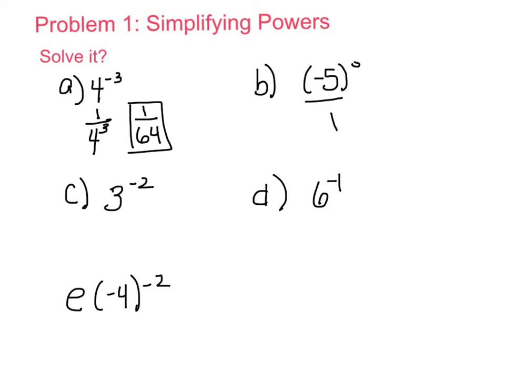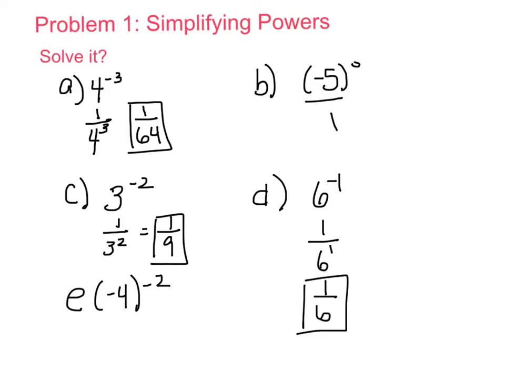B, anything to the power of 0 is 1. C, 3 to the negative 2 power. We're going to flip it. It's going to become positive. 1 over 3 squared, which becomes 1/9. D, 6 to the negative 1 power. It's going to become 1 over 6 to the 1 power, which is just going to give us 1/6. And E, that's going to become 1 over negative 4. You must keep that in parentheses. Negative 4 to the second power. Remember, it becomes positive. And negative 4 times negative 4 is positive 16. So my answer is 1/16. That's all you do, following the two rules.